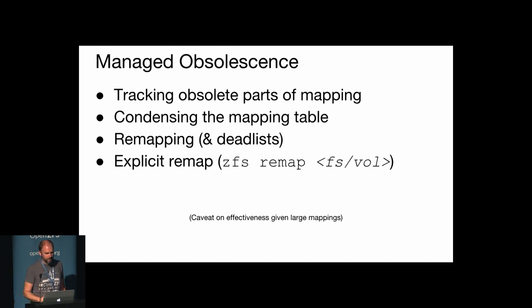All right, I'm gonna fast forward. So the caveat to all this is that we implemented all this before we did the large mappings thing. And when you have the large mappings, this is much, much less necessary to do, this managing the obsolescence to reduce the size of the mapping, because the mapping is just much, much smaller to begin with.